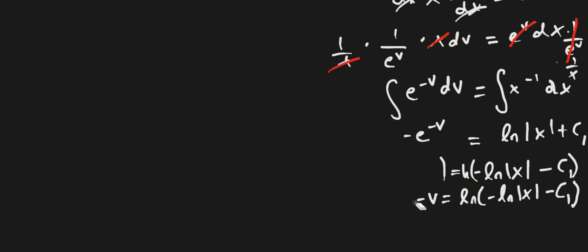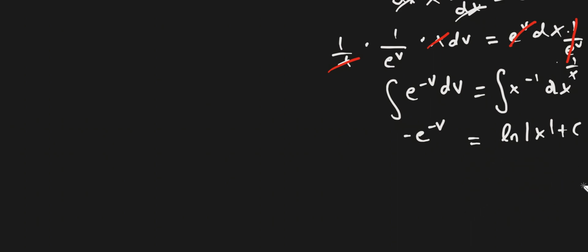You can try to do whatever you want to this. We can try something like dividing by negative 1, so this is e to the negative v is equal to negative natural log of the absolute value of x minus c1, and then we can take the natural log and so on. So negative v is equal to the natural log of the negative of the natural log of the absolute value of x minus c1, and so on. In fact, I don't want to do all of this. I'm satisfied with just leaving my answer like this.